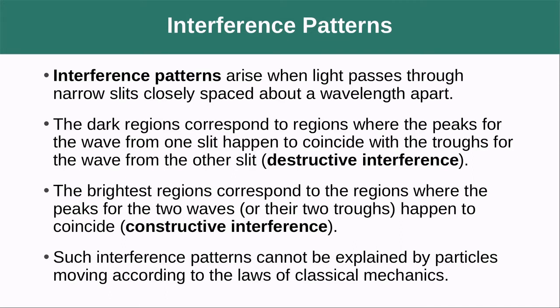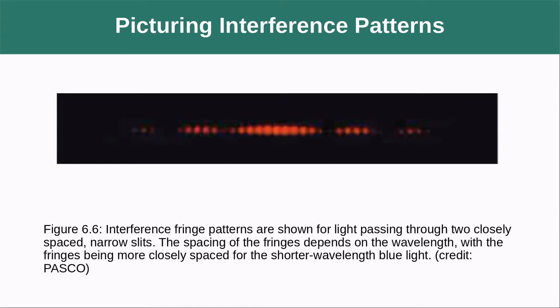Another option is that two troughs or two peaks come together and they add to each other. We get constructive interference, and we actually wind up with a spot that's brighter than even the initial lights were. Again, these are only really explained by the wave properties of light. And here we can picture an interference pattern.